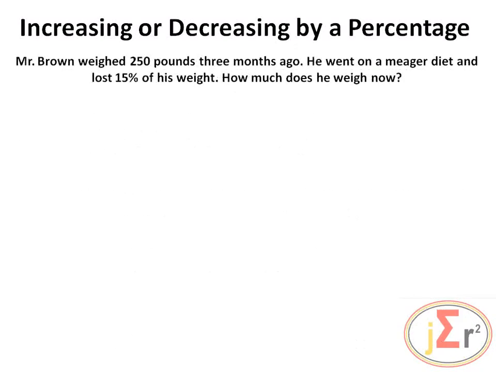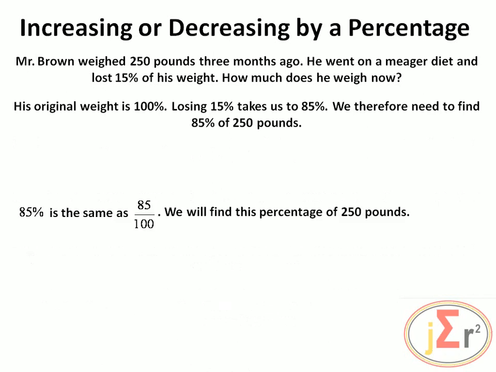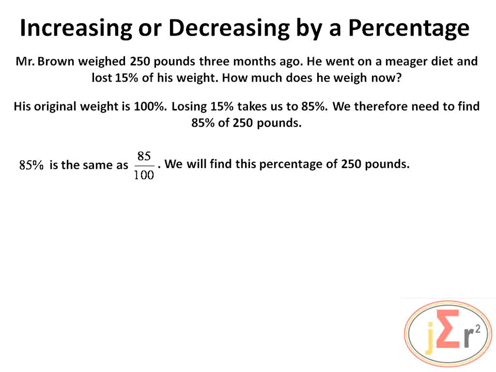Mr. Brown weighed 250 pounds 3 months ago. He went on a meager diet and lost 15% of his weight. How much does he weigh now? So we are going to be reducing 250 by 15%. So how do we do that? His original weight is 100%. Losing 15% takes us to 85%. 100 subtract 15, 85%. We therefore need to find 85% of 250 pounds, which is 85 over 100 multiplied by 250 pounds.